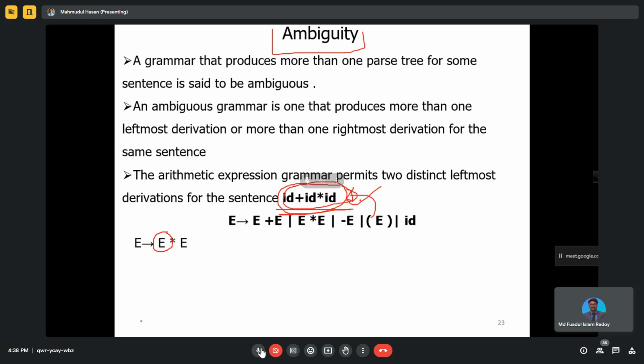Okay. Sir, yes. Basically in terms of starting we don't have any rules.